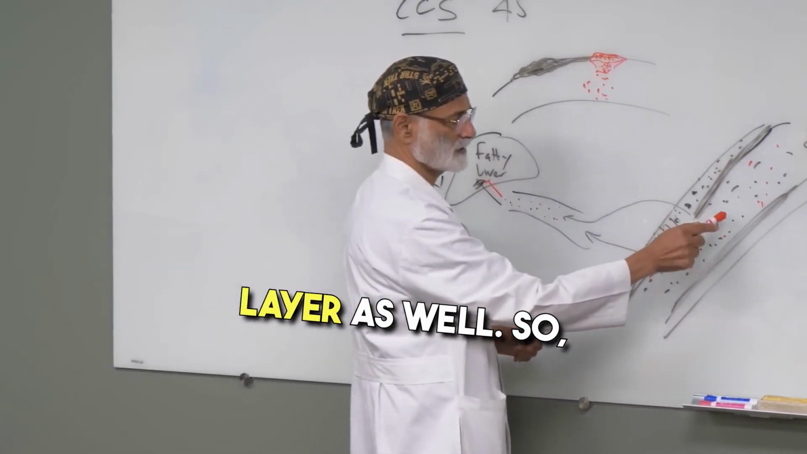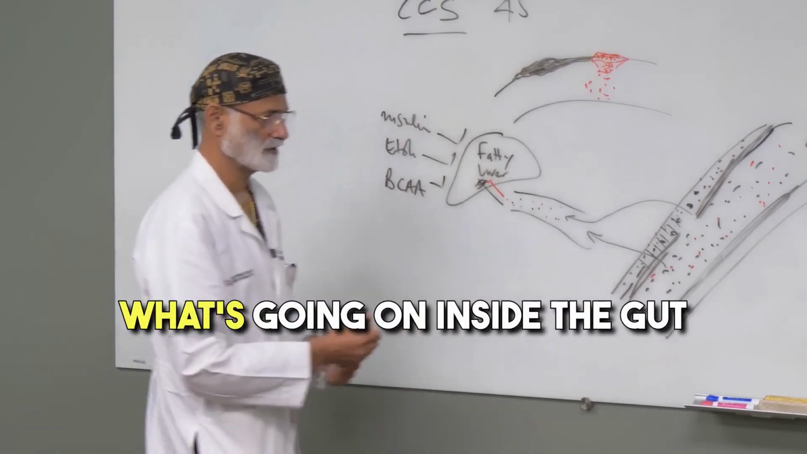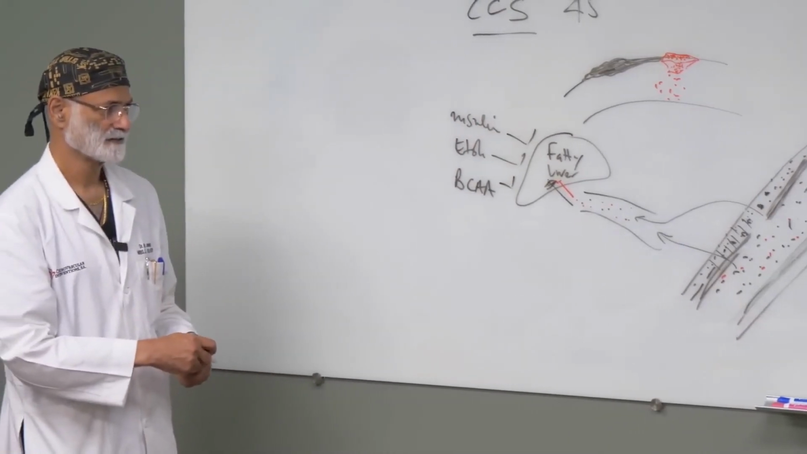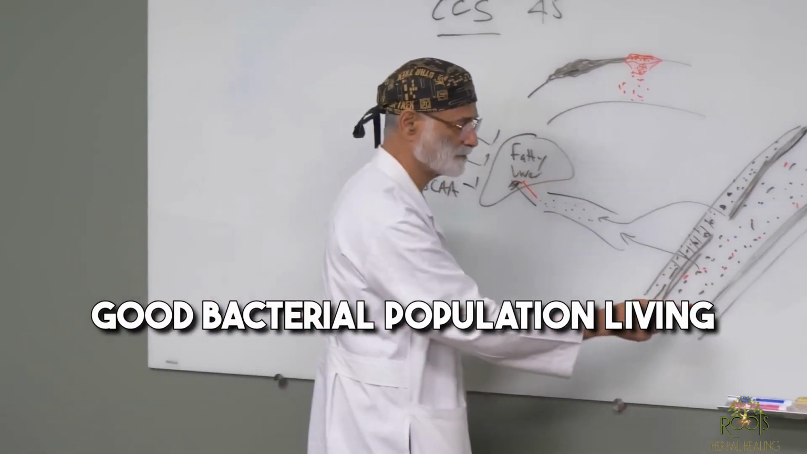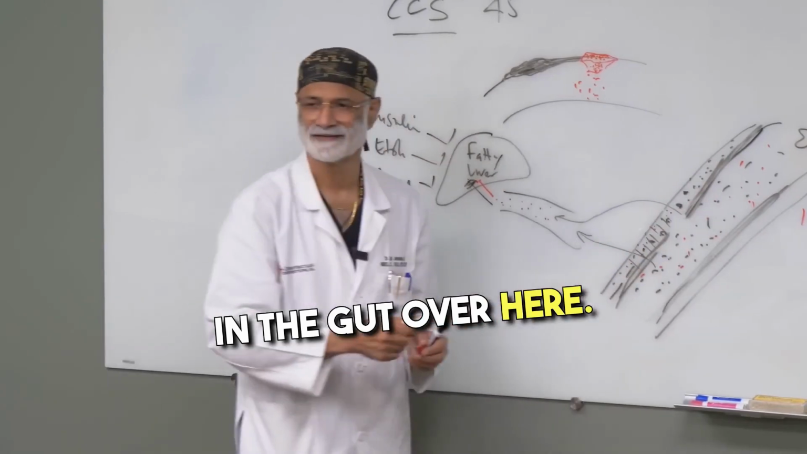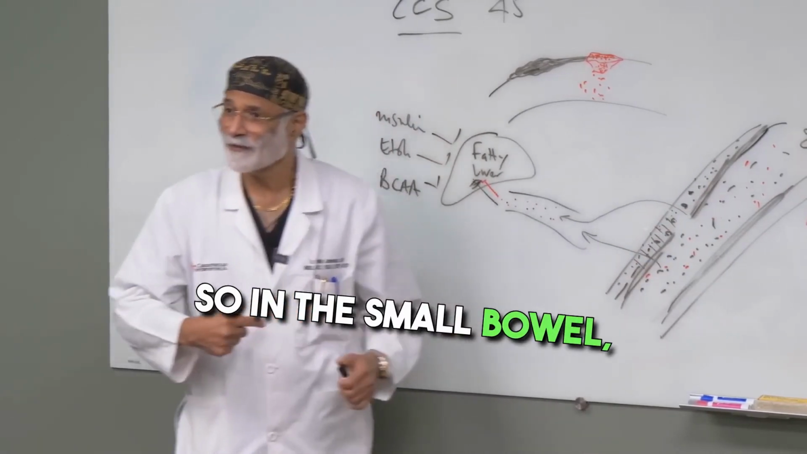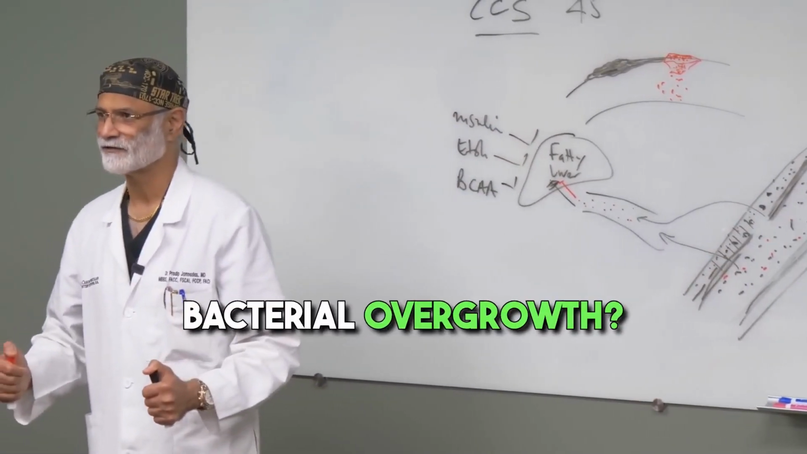So it's very important that we know what's going on inside the gut by making sure that we have a good bacterial population living in the gut over here. So in the small bowel, what is small intestinal bacterial overgrowth?